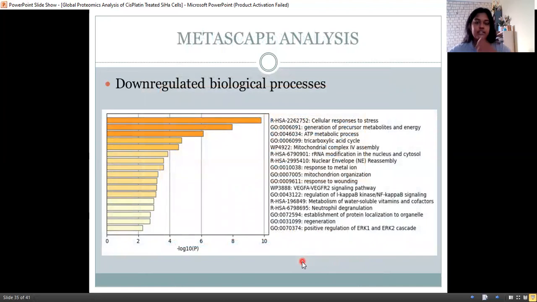So again, I took this data to Metascape, and I checked the analysis. These are the downregulated biological processes that were observed. The most downregulated biological process was cellular response to stress, which is quite characteristic of any type of cancer, as we can see. And these are the other different biological processes, such as response to metal ion, regulation of I-kappa B kinase, NF-kappa B signaling, regeneration, etc.